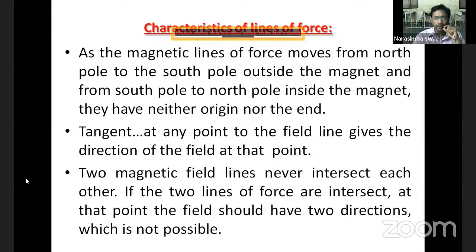For example, we have a device to measure the magnetic field, that is a magnetic compass. The magnetic compass is the device that shows the direction. If you keep a magnetic compass at a point where two lines of force intersect, which direction will this magnetic compass show? It is not possible to show two different magnetic directions. So we can say that there is no possibility of different directions of the magnetic field, meaning there is no question of two lines of force intersecting.